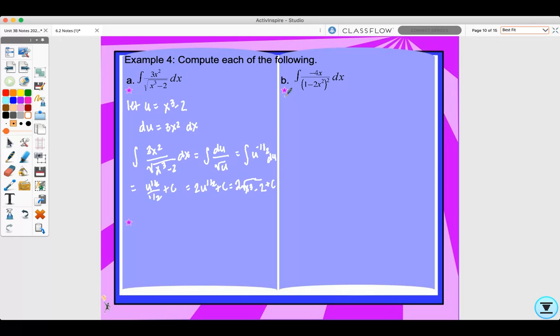Let's go ahead and look at b. This would be the antiderivative of negative 4x all over (1 minus 2x squared) squared. So I would let u equal 1 minus 2x squared. Take the derivative of u and the derivative of x, and I'd have negative 4x dx.